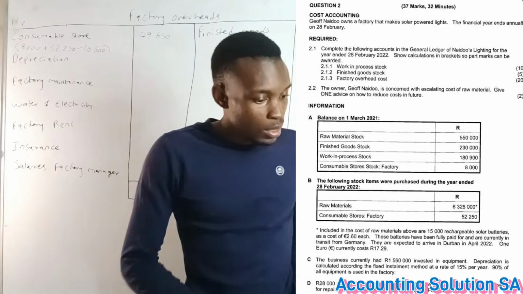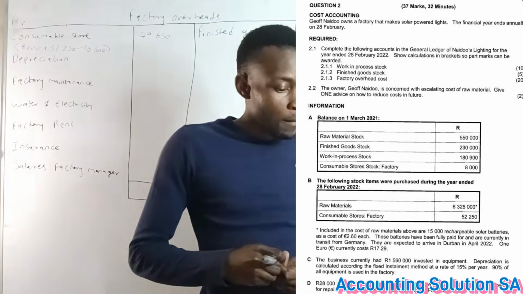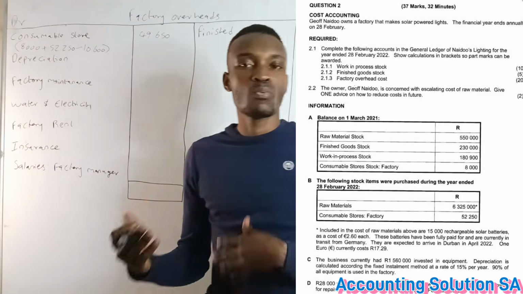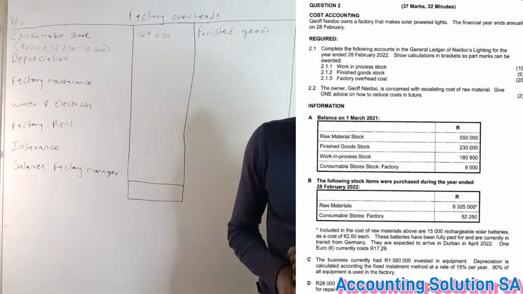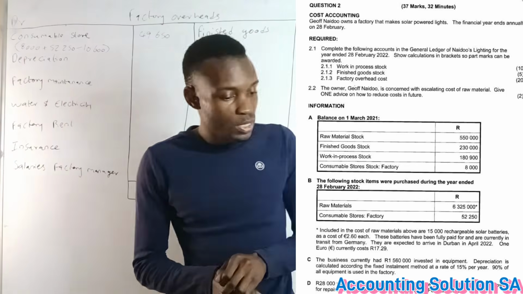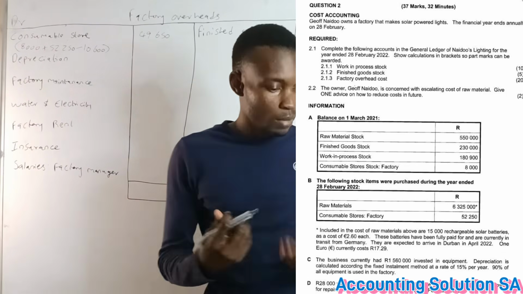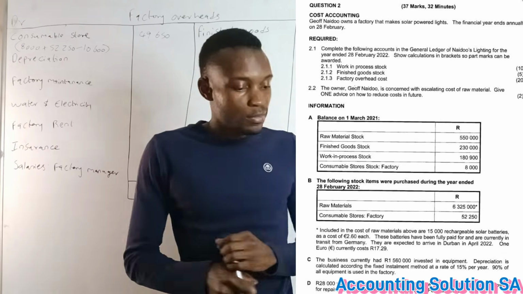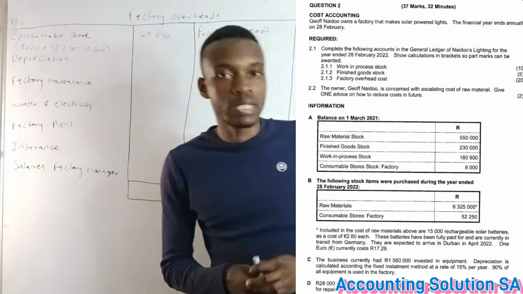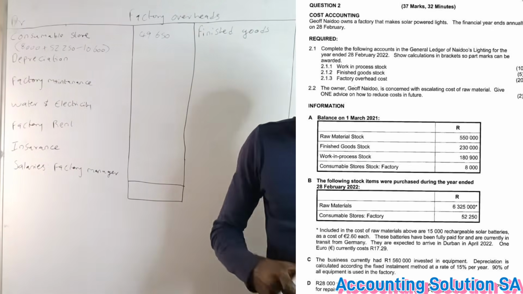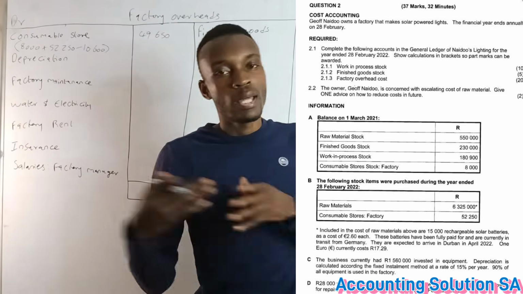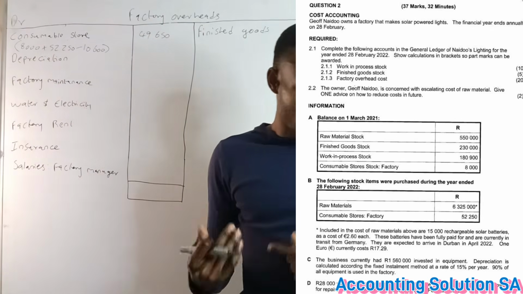Number C, they said the business currently had 1,560,000 invested in equipment. So in other words, we have equipment that is costing 1,560,000, and depreciation is calculated according to fixed installment. It's a straight line method. Then they said the rate is 15%, and 90% of all equipment is used in the factory. So we have to calculate only 90% because they said 90% belong to factory and the other 10% does not belong to a factory.